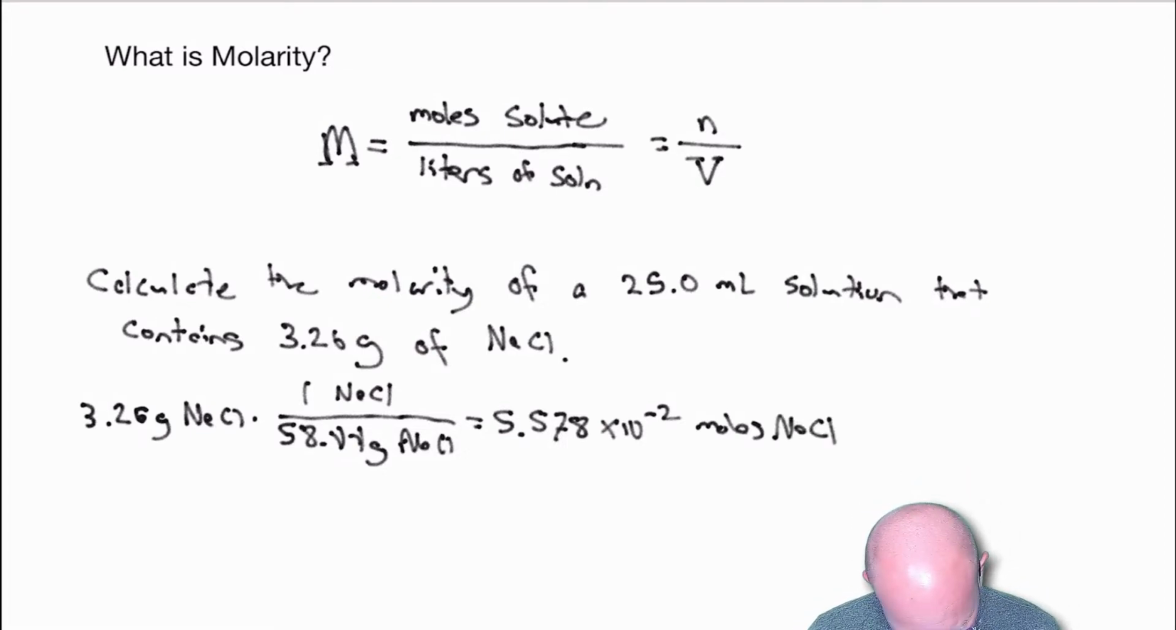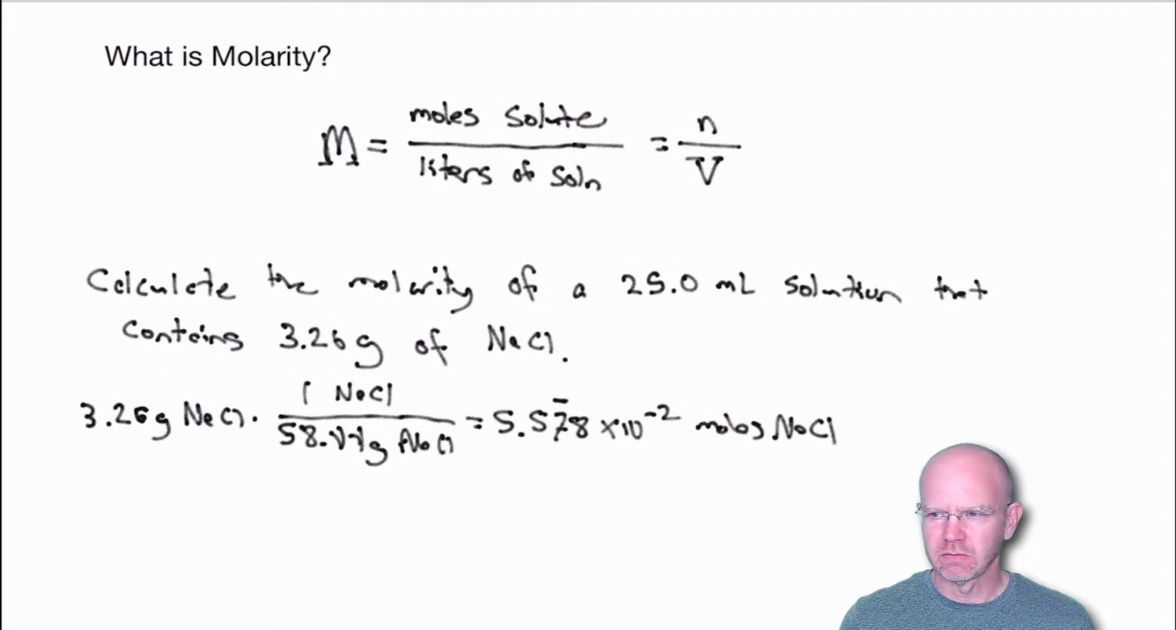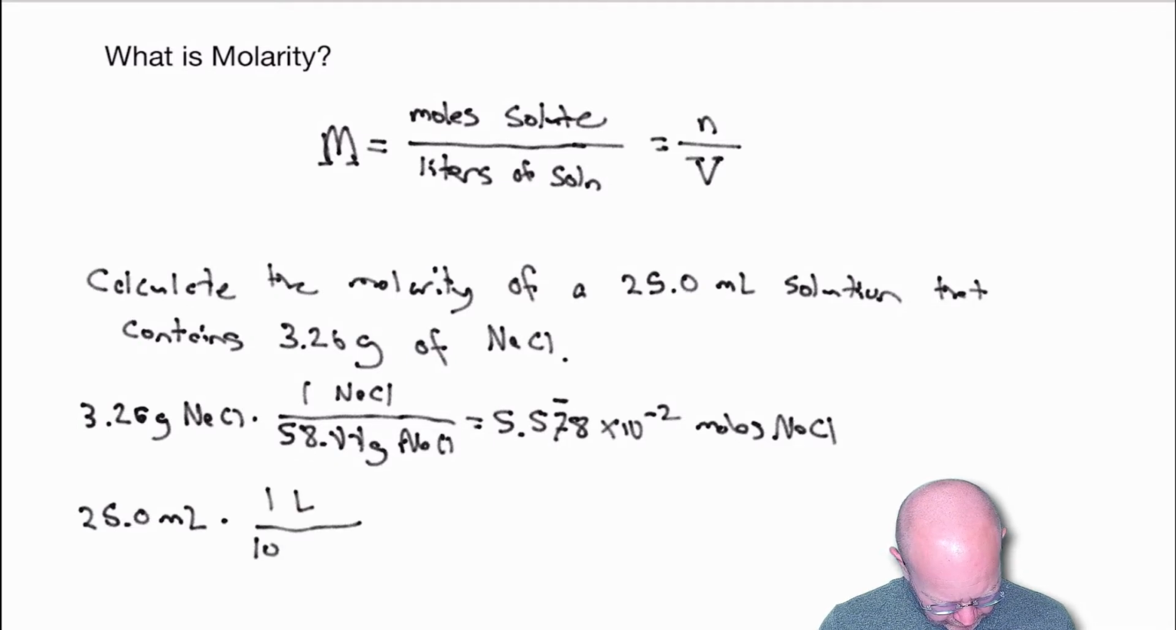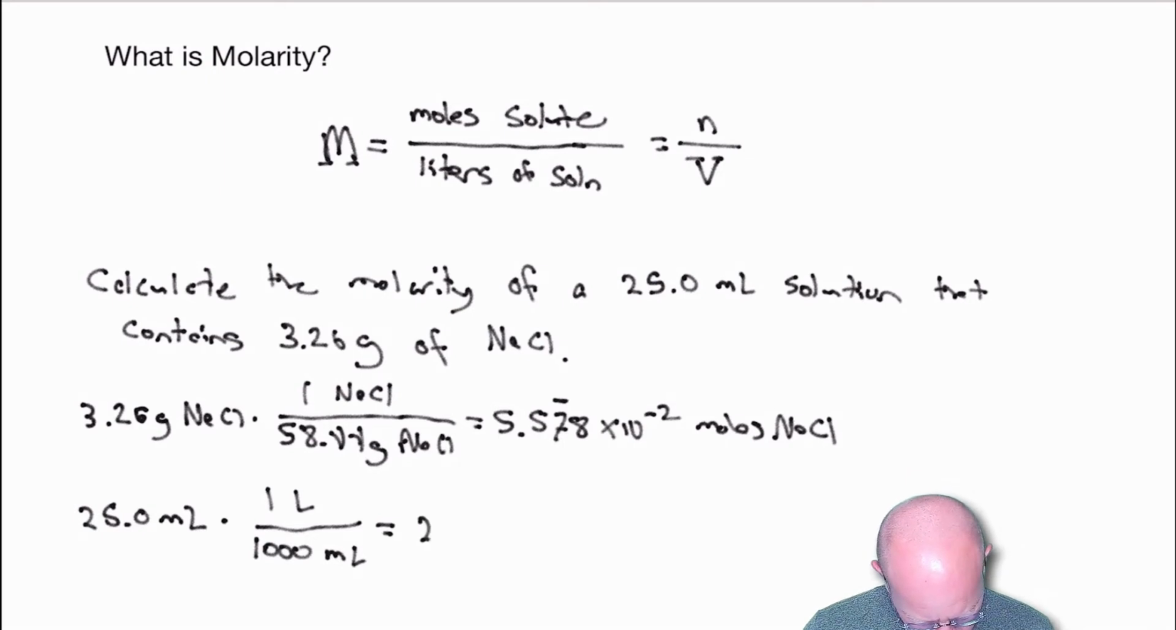We know we have 3 sig figs, so I'm going to go ahead and indicate that to keep track of sig figs as we go along. Now we also know that we have 25 milliliters of solution. For every 1 liter, there are 1,000 milliliters. So 25 divided by 1,000 is 2.50 times 10 to the minus 2 liters, and we have 3 sig figs again.